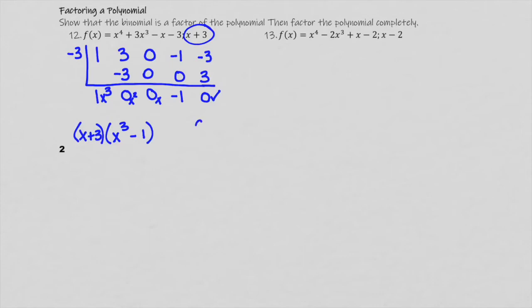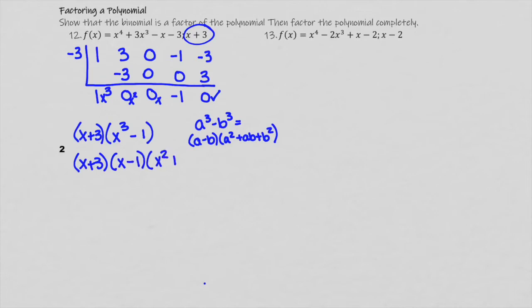And I can simplify x cubed minus 1 because that is a difference of cubes. So it's going to equal a minus b times a squared plus ab plus b squared. So in my answer, I'm still going to have the x plus 3. And then I'm going to end up with x minus 1 times x squared plus 1x, or just x, plus 1. And that is as factored as I can make that polynomial.